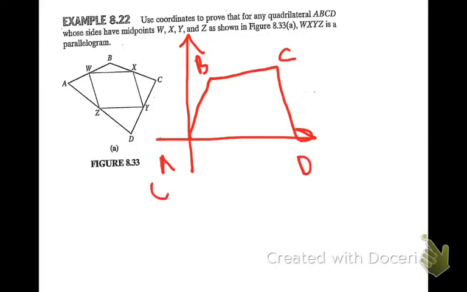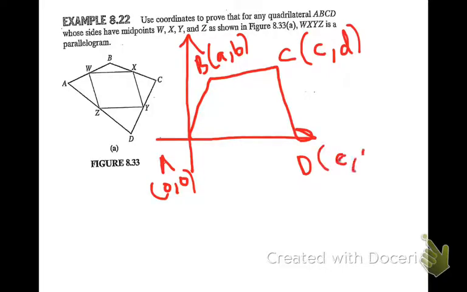Alright, so A would be 0, 0, B would be A, B. C is going to be different. It doesn't have an X value of A or a Y value of B, so we could call it C, D. And D, we would call it E, 0. None of the points are going to be the same distance from the X or Y axis, because it's not a parallelogram, it's not a rectangle or anything like that. It's just a regular old quadrilateral.